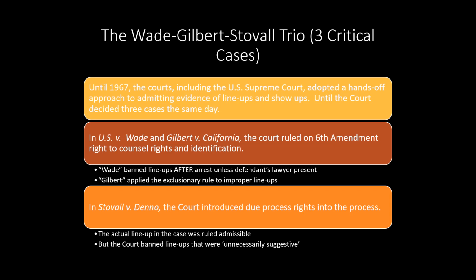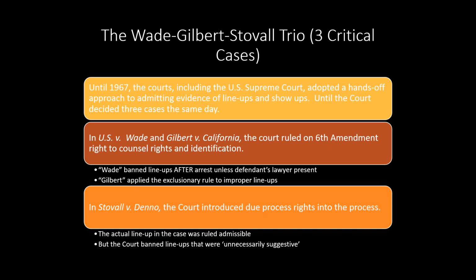When we begin to look at what's called the Wade, Gilbert, and Stovall trio, we begin to look at this Constitution. Like I said, it's the overarching thing we're concerned about, and identification. Until 1967, the Supreme Court of the United States had really adopted a hands-off approach to identification. Most of these identifications we're talking about are what we call lineups or show-ups.